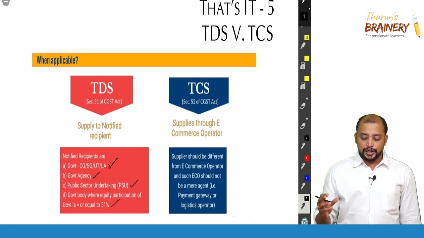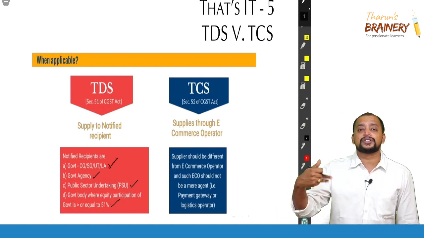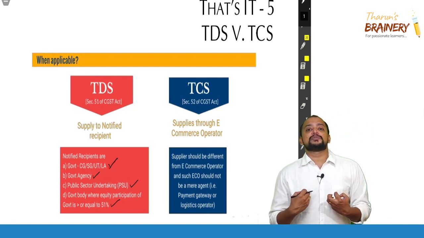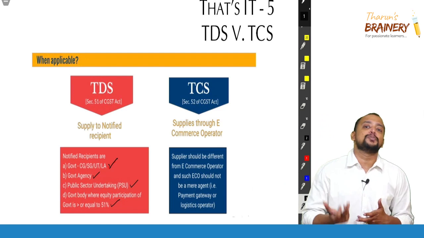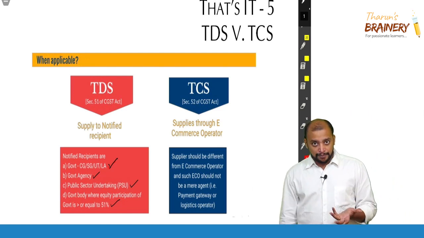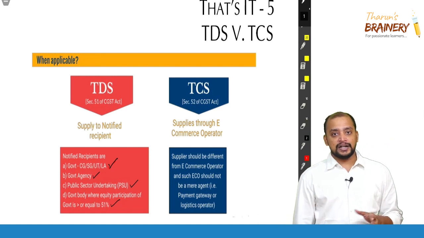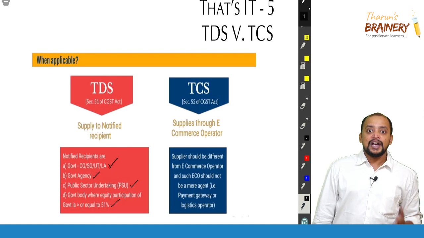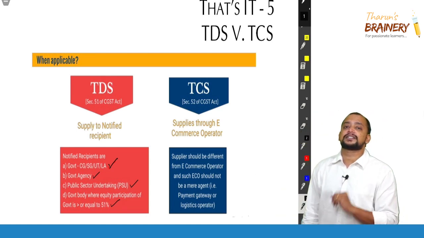The supplier should be different from the e-commerce operator, and that e-commerce operator should not be a mere agent. That means the e-commerce operator should not be a payment gateway or a logistics operator. They should be really undertaking the responsibility of supply. For example, whenever you buy a product and you did not like the product, whom will you blame? Flipkart or Amazon you will blame, but not the supplier. So that is what I mean by an e-commerce operator. Suppose you purchase something and the payment is made through Paytm, and if you did not like the product, you will never ask Paytm, because Paytm is just a payment gateway.